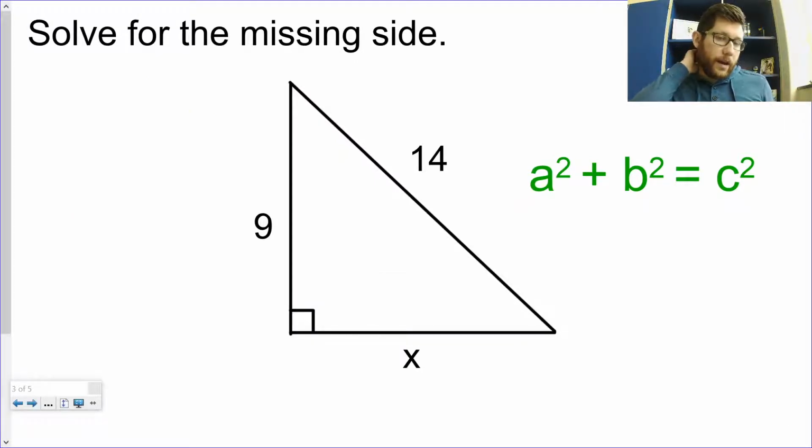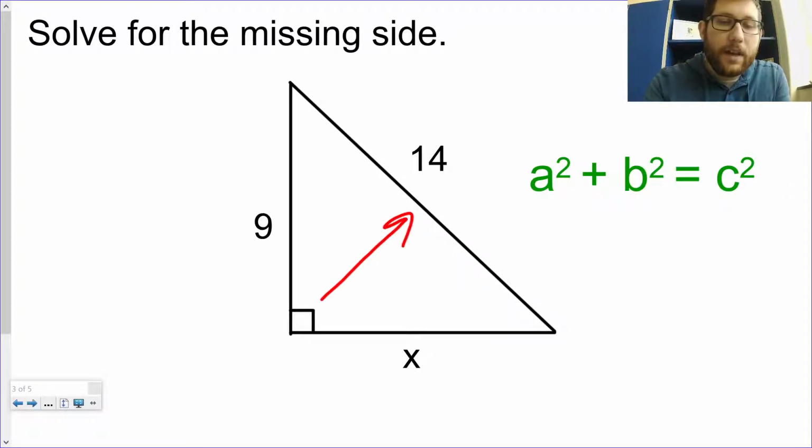All right, let's try another one here. I've got 9, I've got 14, I've got x. The first thing we should start by saying is, what is my hypotenuse? It is opposite the 90 degrees. That tells me this is going to be my c value. Another mistake people like to make is to say the x always goes over here with c. No, it's always the hypotenuse.